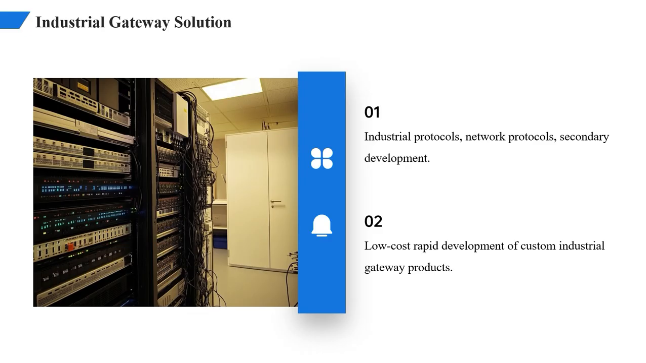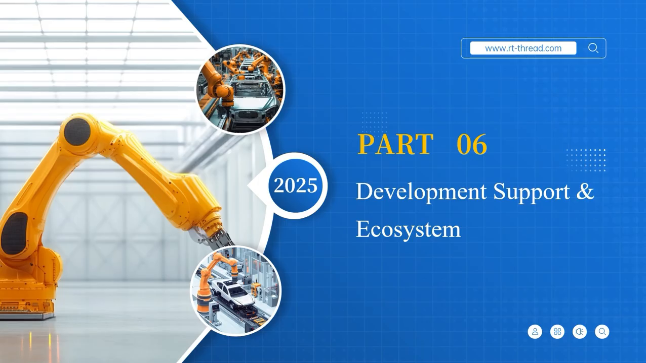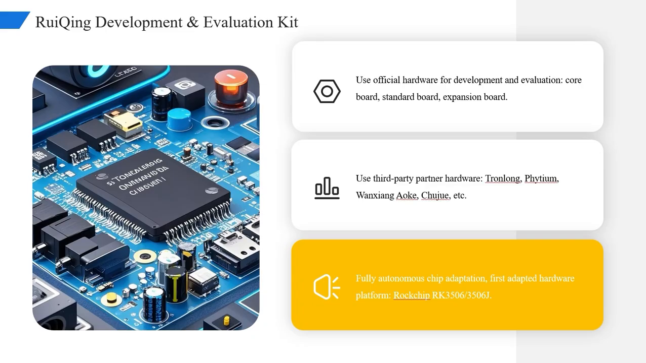And in the industrial gateway solution, we provide industrial protocols, network protocols, and secondary development applications for rapid low-cost gateway products, and the pre-integrated protocol stacks like Modbus, MQTT, and OPC UA mean your gateway speaks any language required right out of the box. And part 6 is about our deployment support and ecosystem about RuiQing.